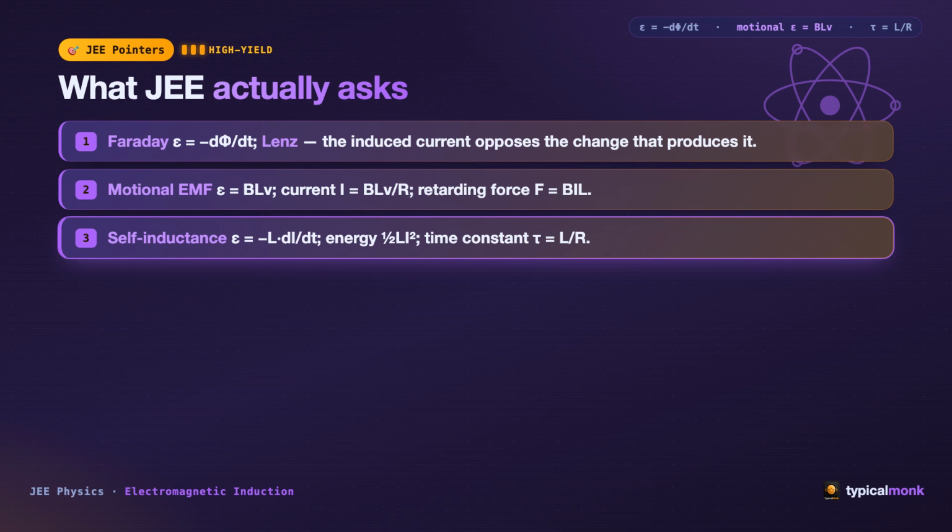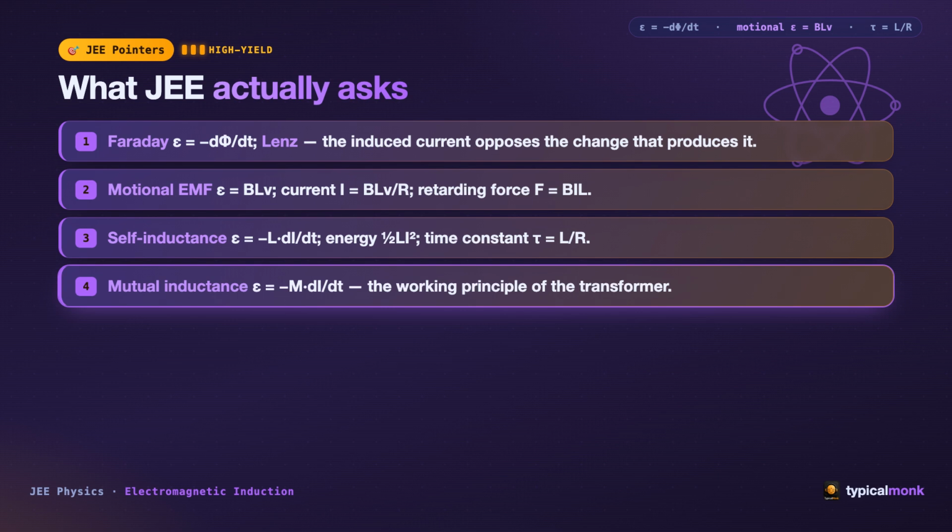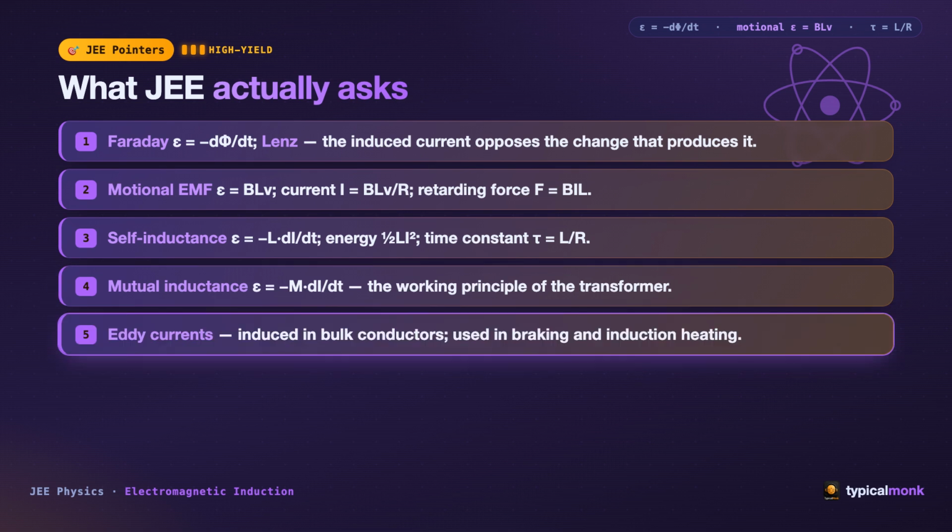3. Self-inductance, the EMF equals minus L di by dt. The energy is 1/2 Li squared, and the time constant is L over R. 4. Mutual inductance, the EMF equals minus M di by dt, the working principle of the transformer. And 5. Eddy currents induced in bulk conductors and used in braking and in induction heating.